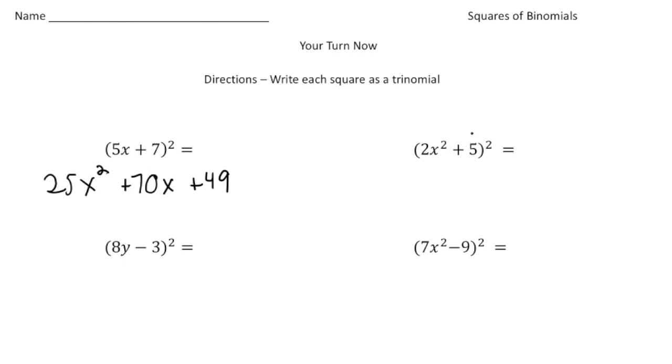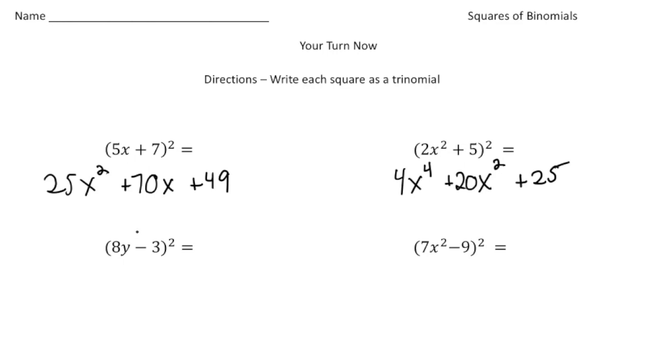The next one, 2x squared plus 5 squared. If I take the square of the first one, 2x squared times 2x squared, that'll give us 4x to the 4th. Next step, 2x squared times 5 is 10x squared. If I double it, we get 20x squared. And then finally, 5 times 5 will give us 25. And there it is.